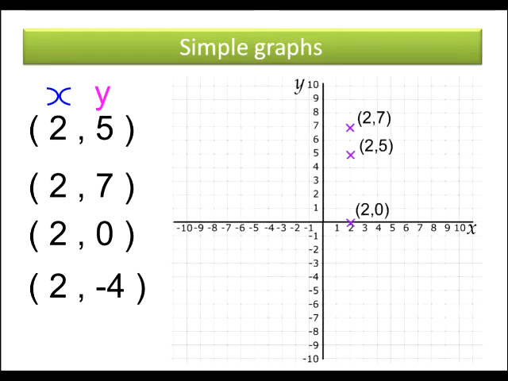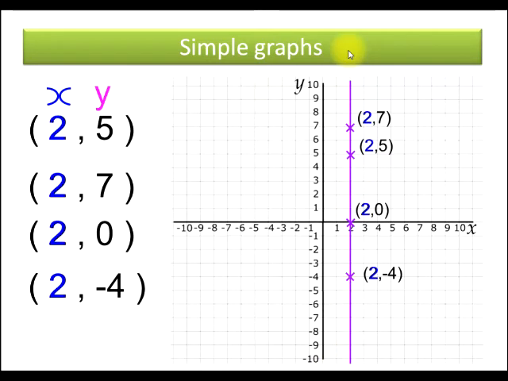So if you plotted them, you should have something like this, and notice that they are all in a straight line. So we can actually draw a line all the way through. And please notice that I didn't stop where my coordinates ended, I went all the way along. It's really important that you do that.